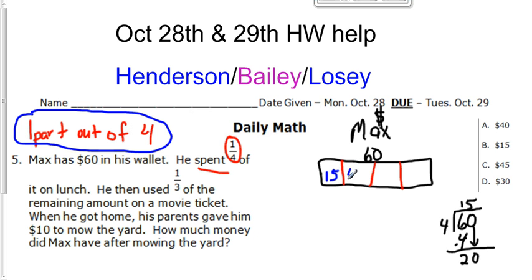So 15 for that section, 15 for that section. Oh, wait a minute. What's half of 60? 30. 15 plus 15 is 30. This section's 15. This section's 15.